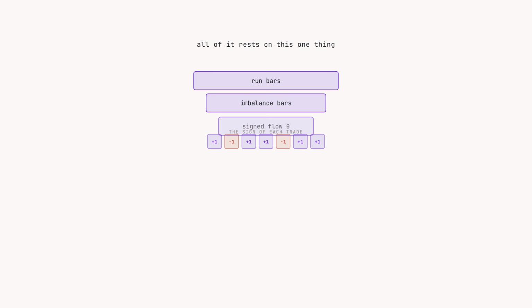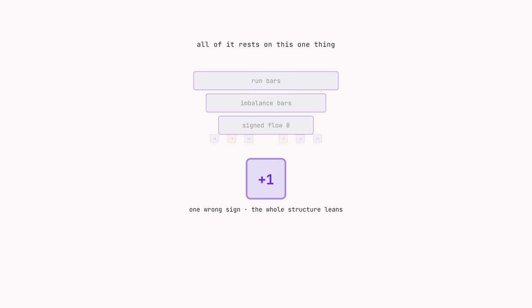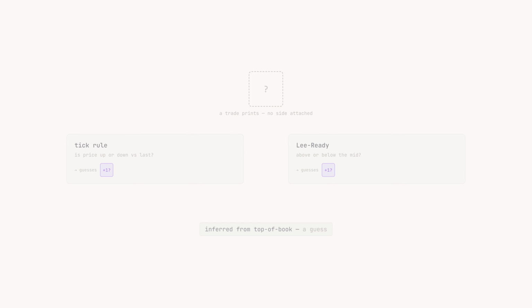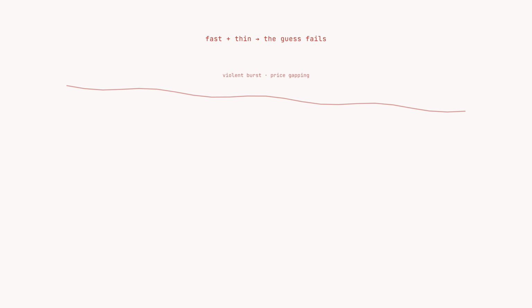But here's the catch that most implementations gloss over. All of this rests on one thing: correctly signing each trade as buyer or seller initiated. And most people approximate it, the tick rule, or Lee-Ready, inferred from top-of-book data. Approximations. On the violent, fast moments where imbalance matters most, those approximations are weakest.